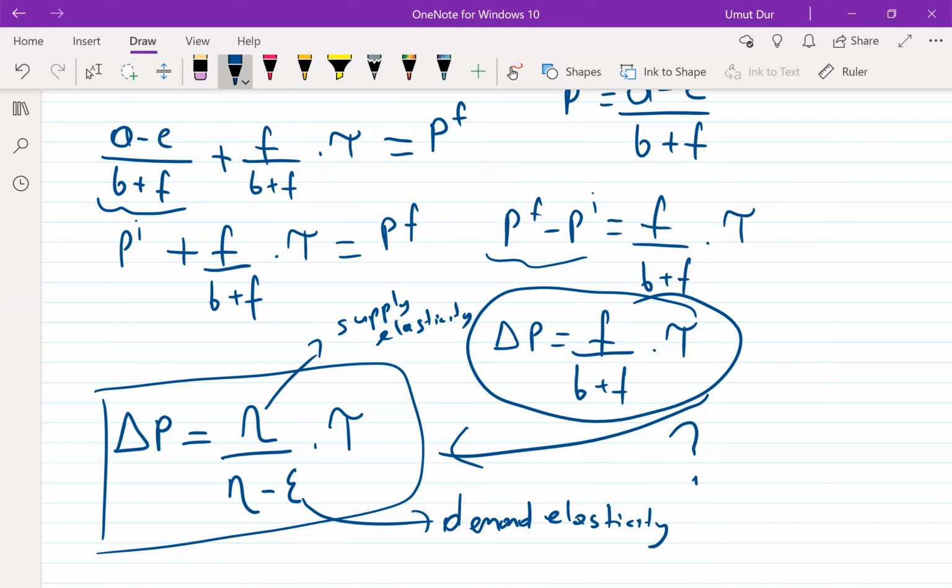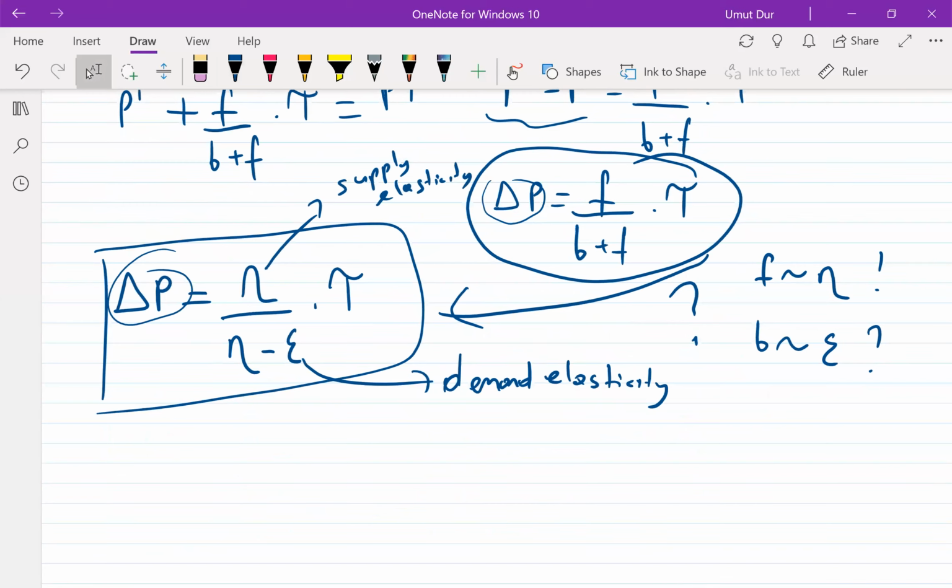Are they equal to each other? They will be equal to each other basically. The left hand sides are the same, so there is a relation between the right hand sides of these two formulas. There is a relation between F and the supply elasticity, and between B and the demand elasticity. We don't know it yet, but there will be a relation there. So let's work on the supply elasticity.